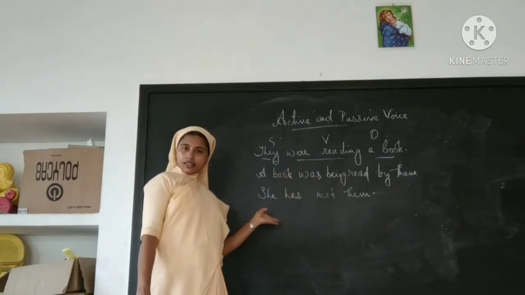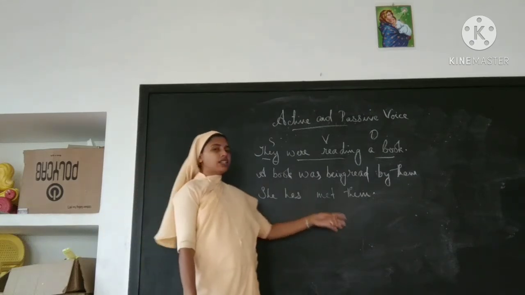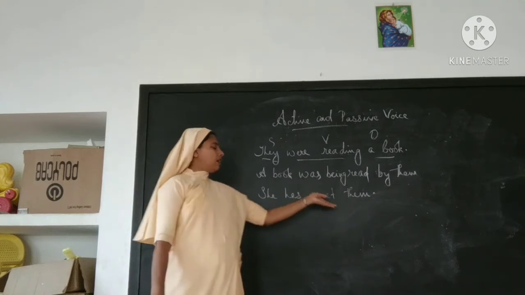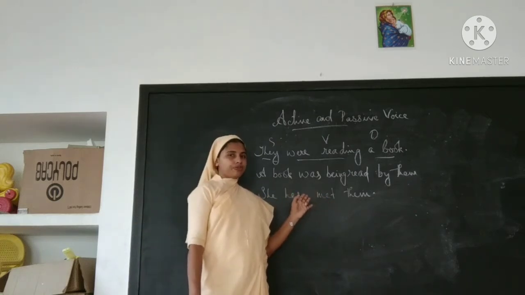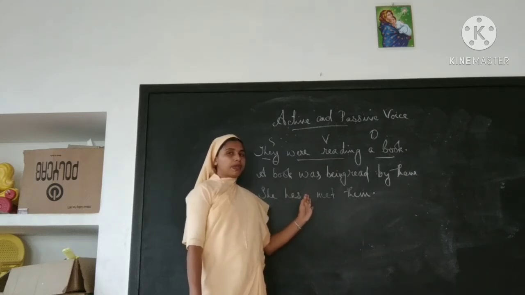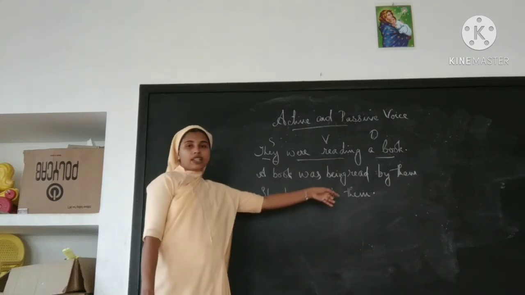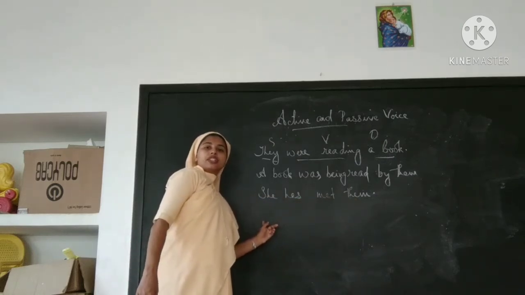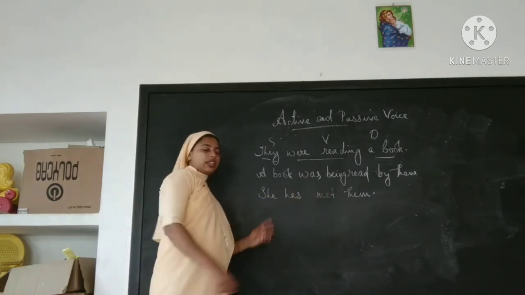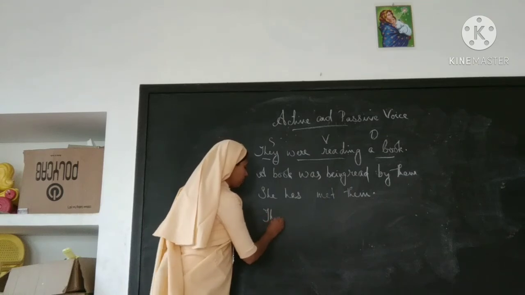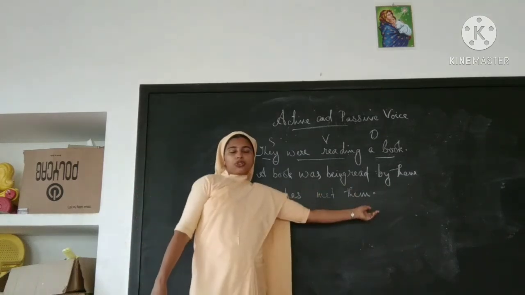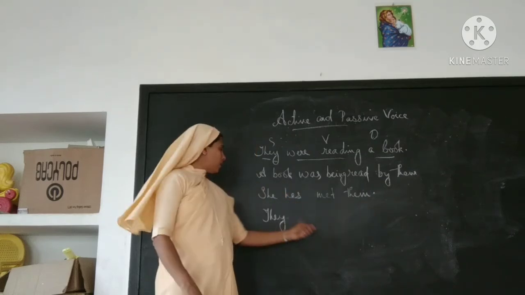Let's take another example. She has met them. She has met them. Okay. What's the tense here? Has and met. Has is present perfect. So we'll take object first. They, when it comes in the position of subject, it takes subjective case, that is they. And she, when it comes in the position of object, takes objective case, so her.